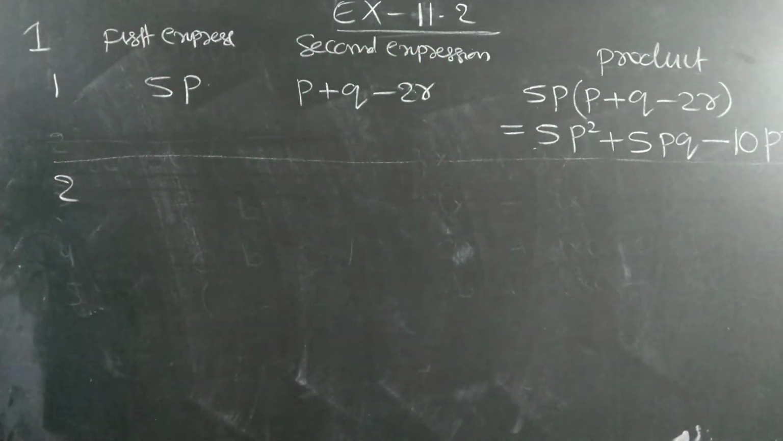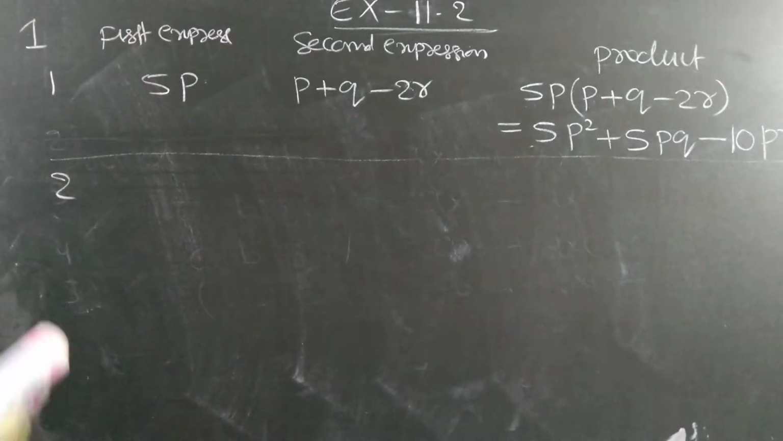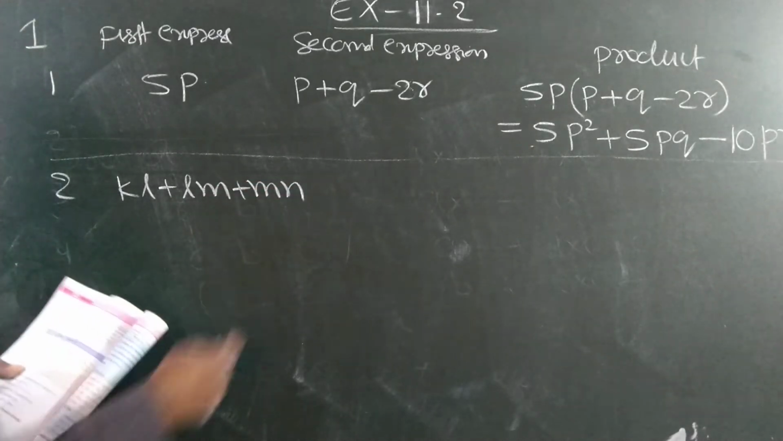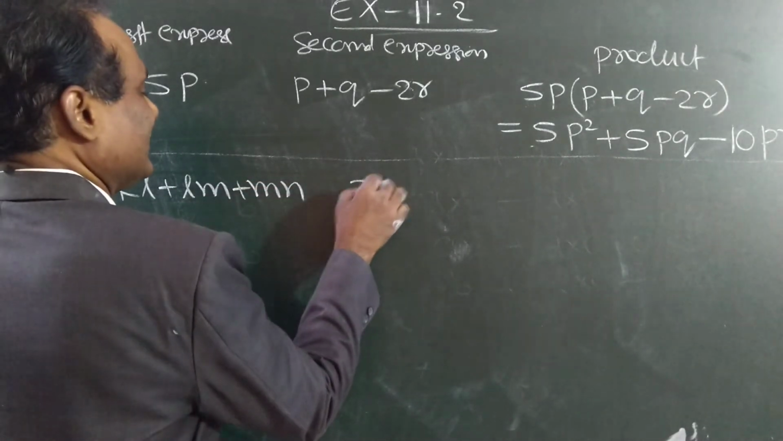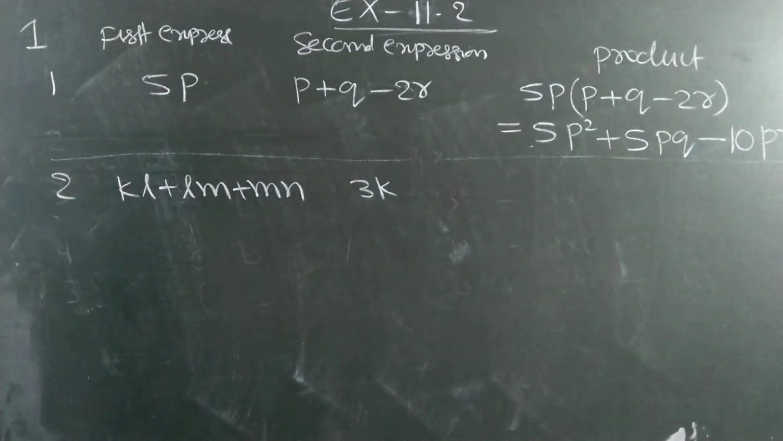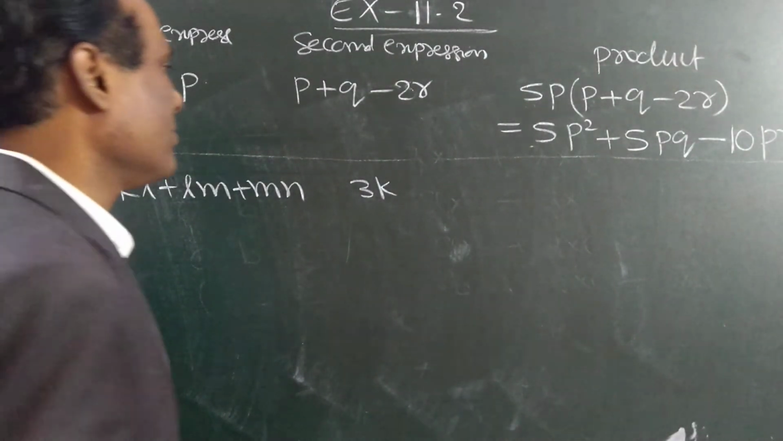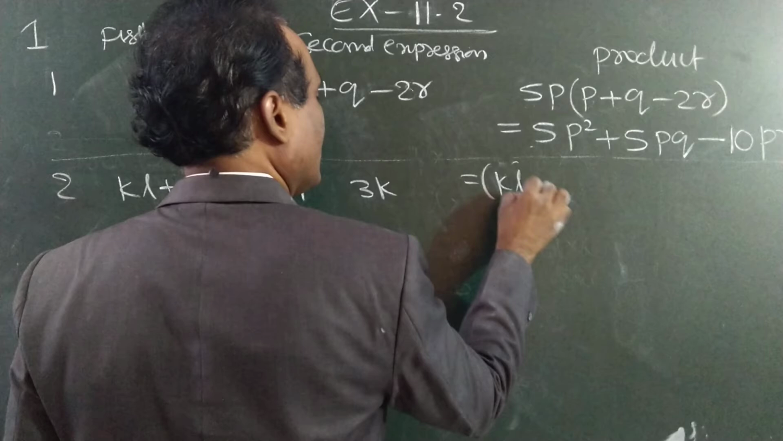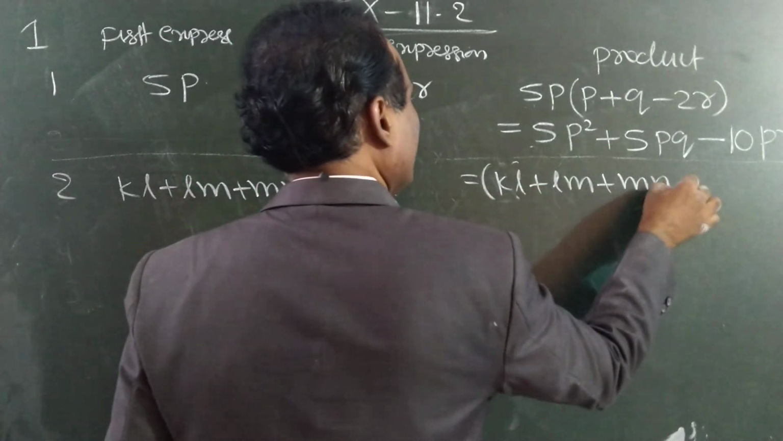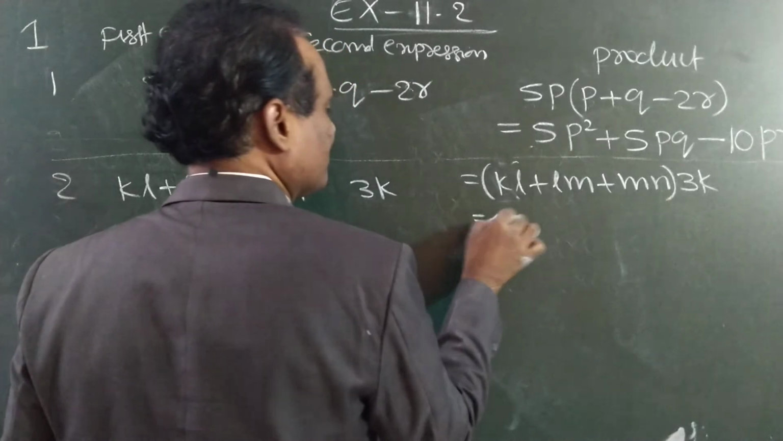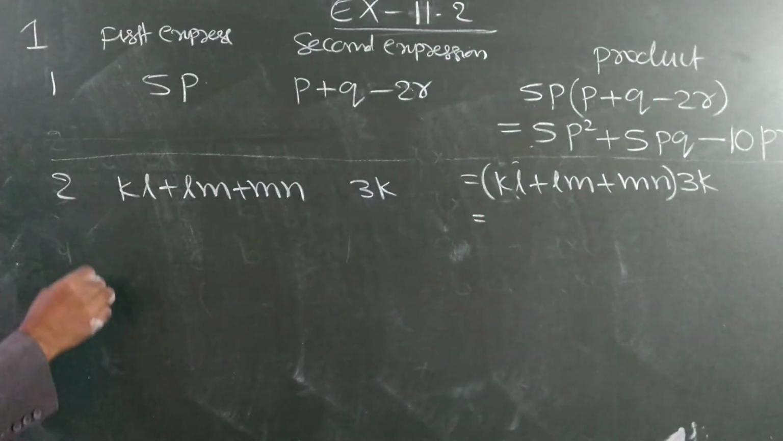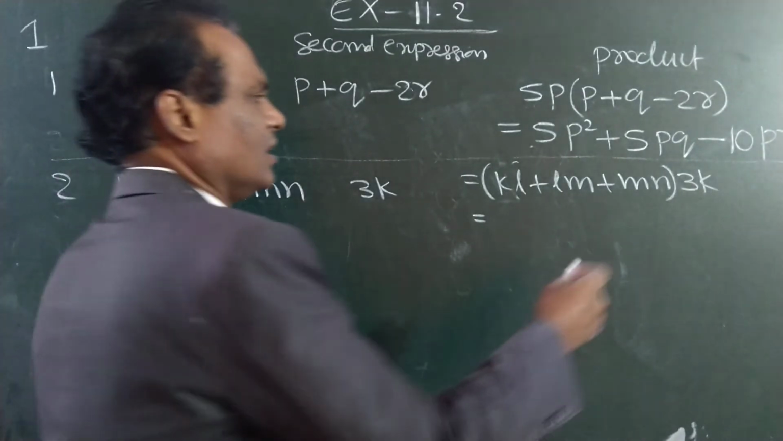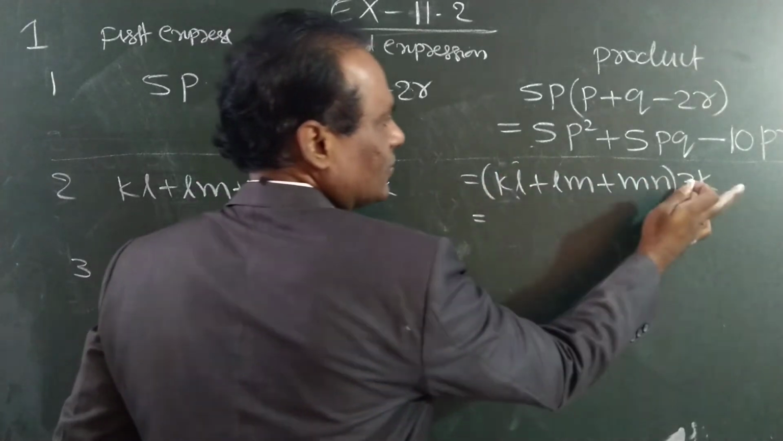Second one. Do the second one. KL plus LM plus MN into 3K. Multiply these two. Multiplication. Write the direct step. Simple. See here. If there is nothing, 1 into 3 is 3.